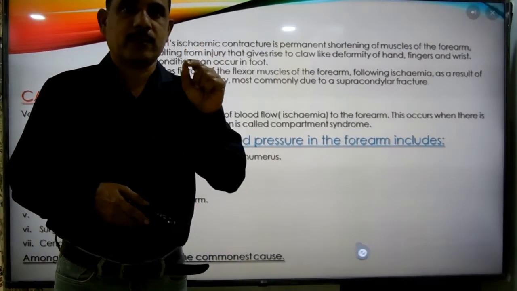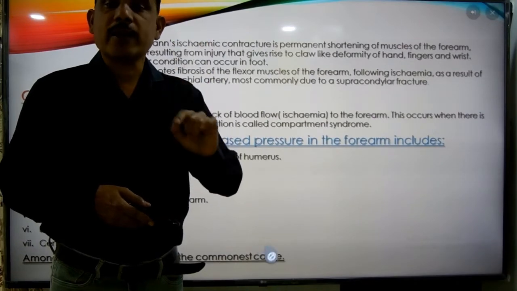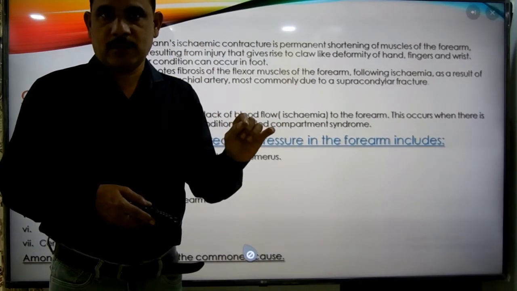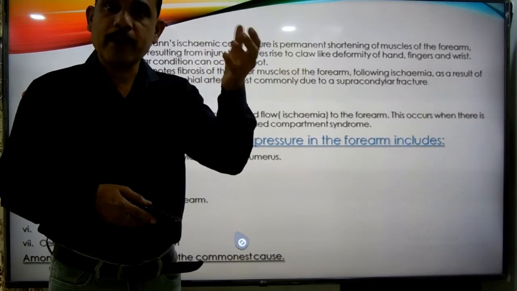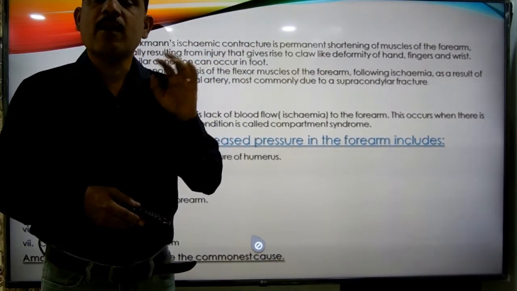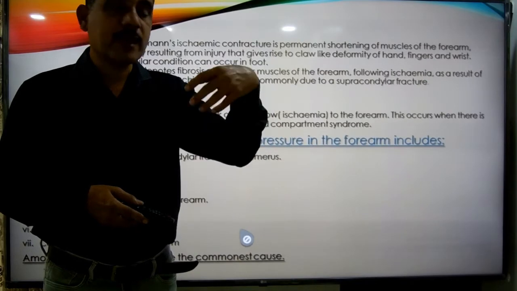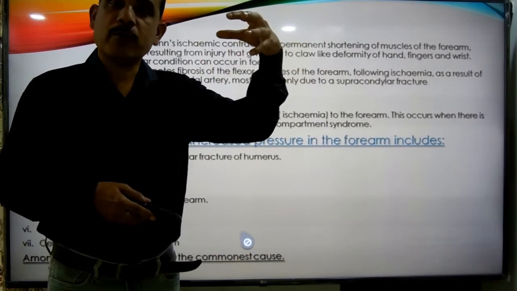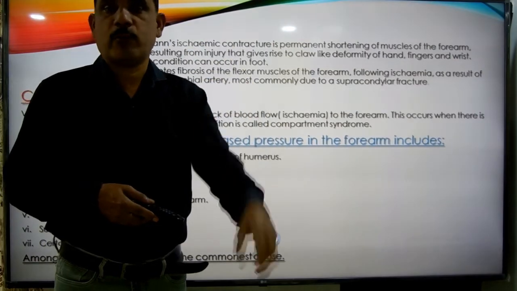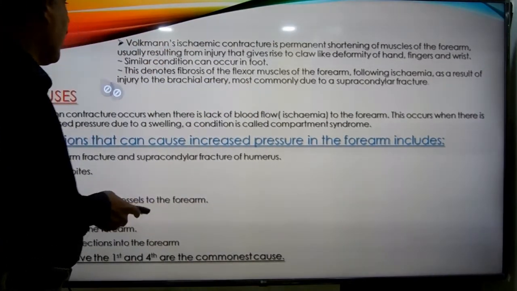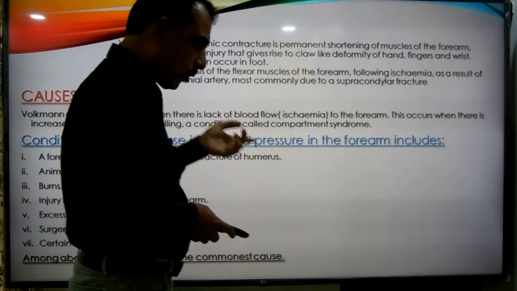It is a permanent shortening of the muscles. You can say shortening and stiffening also, where it cannot be moved. It does not remain flexible, or movements are not possible, and there is a deformity like the claw hand, isn't it? Claw-like deformity is there, isn't it? And why did it occur?